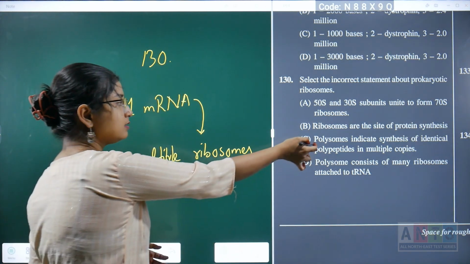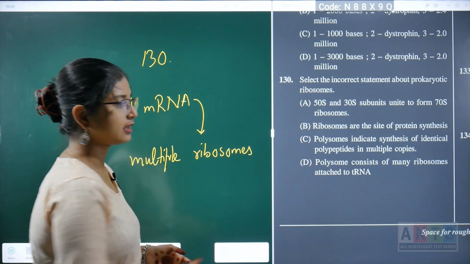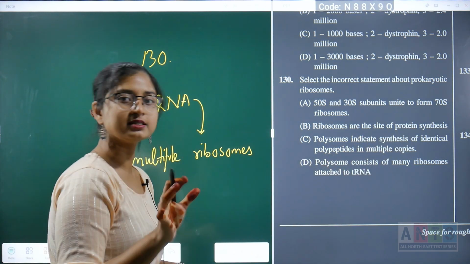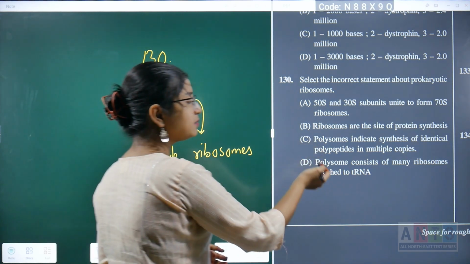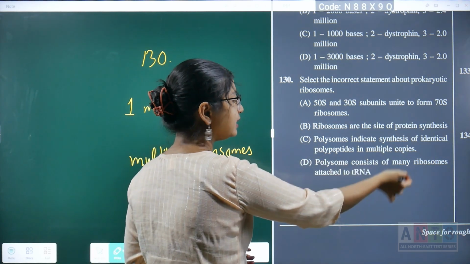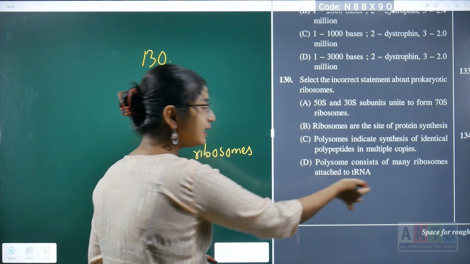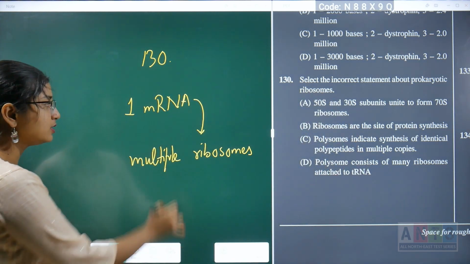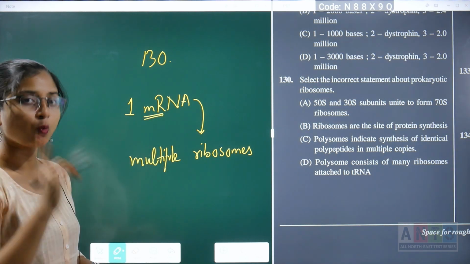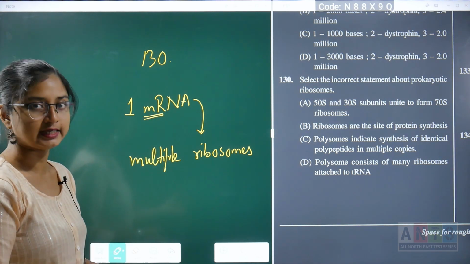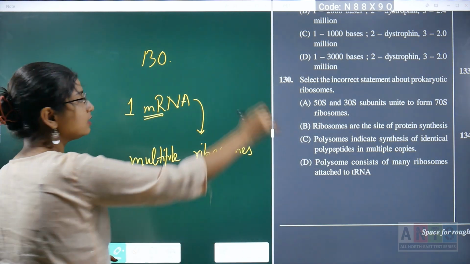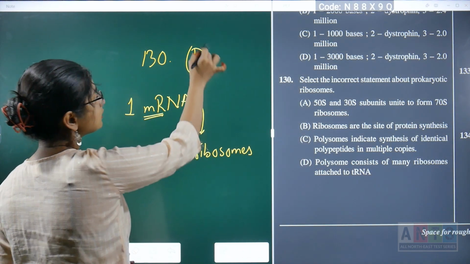So going by that, statement C seems to be correct, that यहाँ पे synthesis of identical polypeptides in multiple copies is actually happening. So statement B, polysome consists of many ribosomes attached to tRNA. ये वाला point गलत हो गया. So in polysome, the attachment is going to be happening with one mRNA, not tRNA. So हमसे incorrect पूछा है. So question 130, the answer is option D.